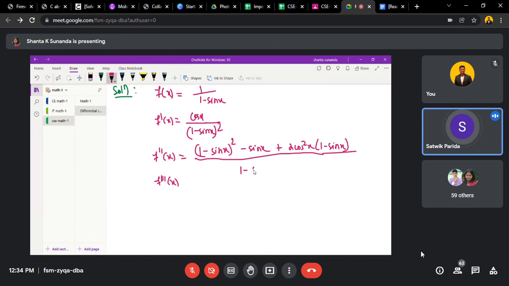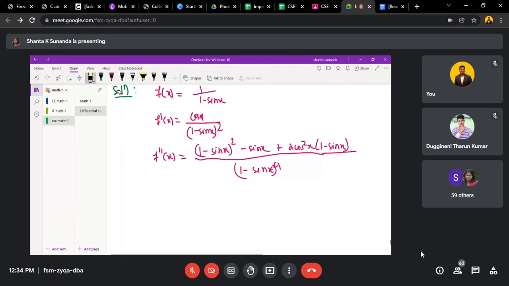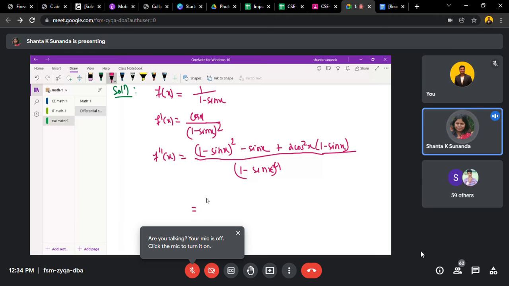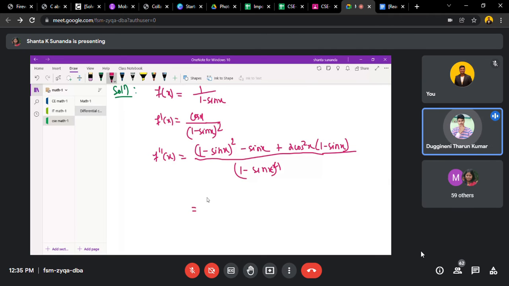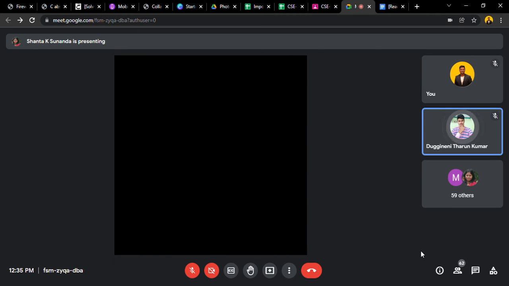Ma'am, put the minus sin x inside a bracket, otherwise there will be confusion. Yes, in brackets. F double dash x equal to 0. Okay. If you put the bracket, what happens? You can take 1 minus sin x as common. And we are just left with 1 minus sin x. Ma'am, just keep 0. Then simplify. Just take 0. This one, sin x.